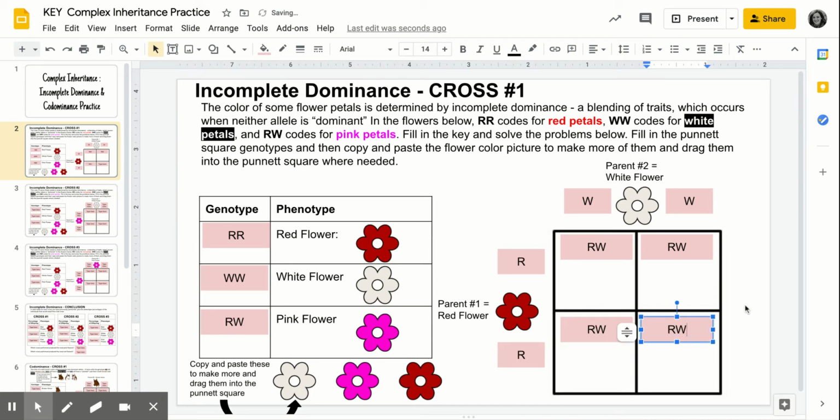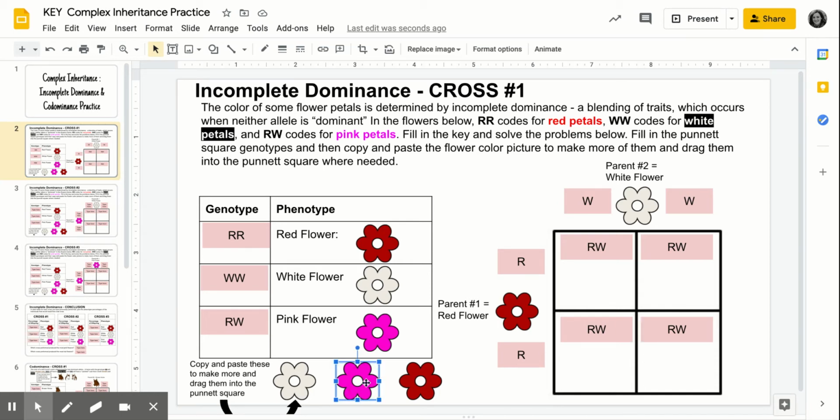Now let's talk about this. Big W is white. Big R is red. And big R, big W is going to be a blend of traits. Remember, they're incomplete without each other. They're a mix together, okay? So they're all going to be pink.